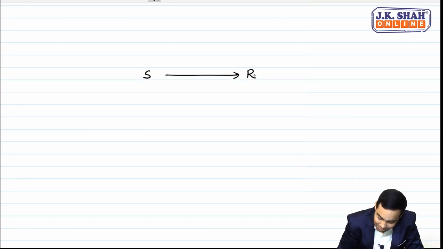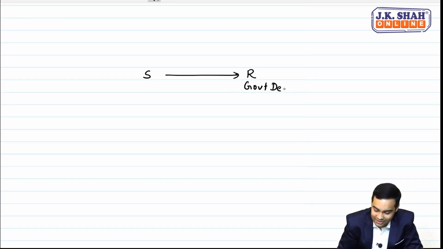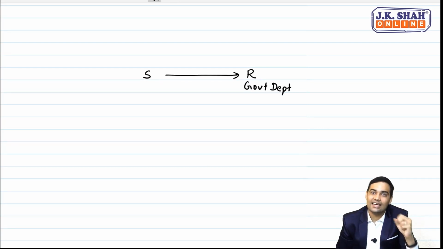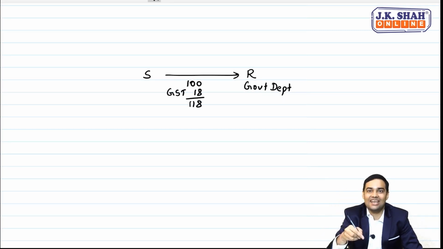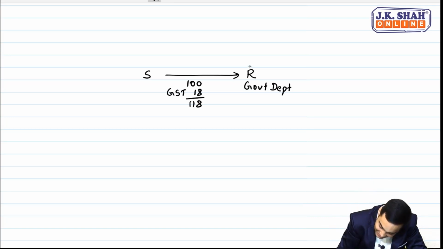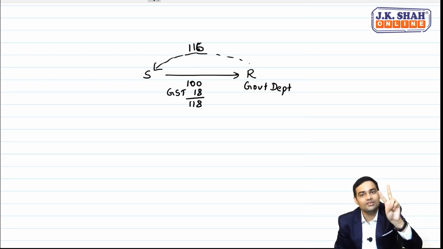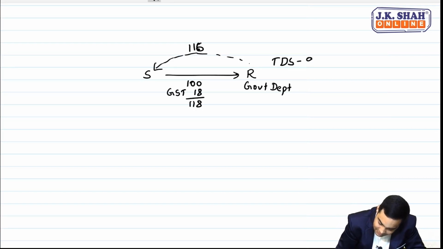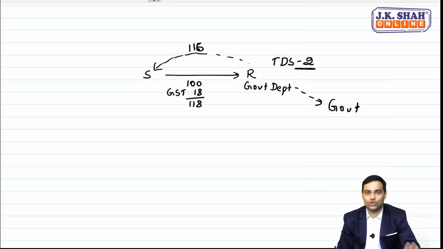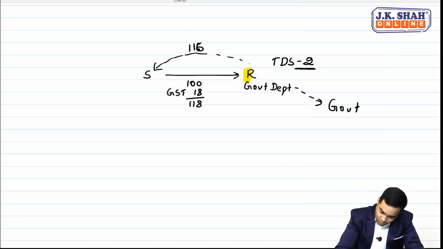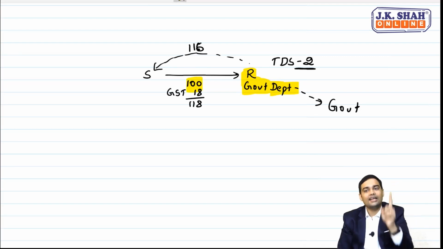Supplier is supplying to recipient and recipient is government department. See, government wanted to track government contracts. So what they said is, say suppose you have charged 100 plus GST of 18, total 118. Government told its departments and public sector undertakings that they will pay 116 to the other person. Sir, 2 rupees? 2 rupees will be TDS. And this 2 rupees will be paid by government department to government. Tax deducted at source. So government departments will deduct 2 rupees from this and pay it to government.